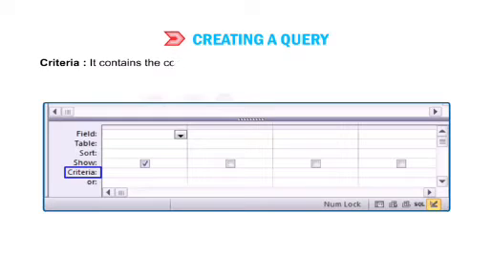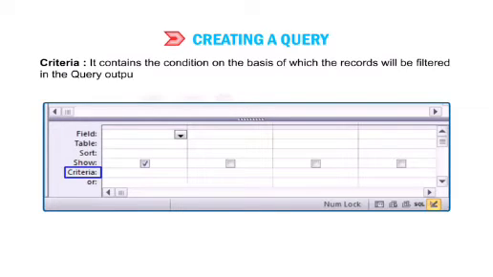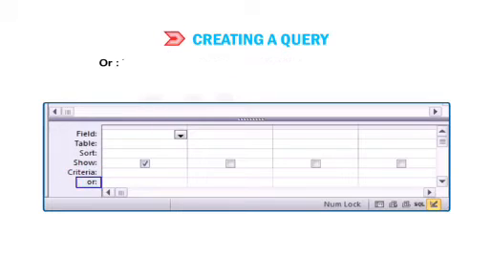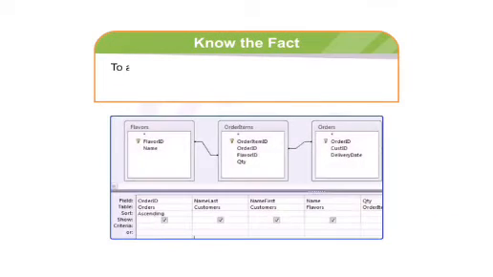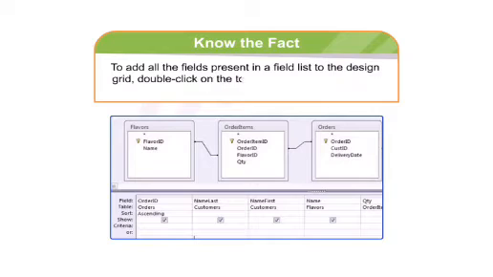Criteria. It contains the condition on the basis of which the records will be filtered in the query output. Or. This property is used to set multiple criteria in a query. Let me share an interesting fact with you. To add all the fields present in a field list to the design grid, double-click on the top bar of the table's field list and drag it to the design grid.